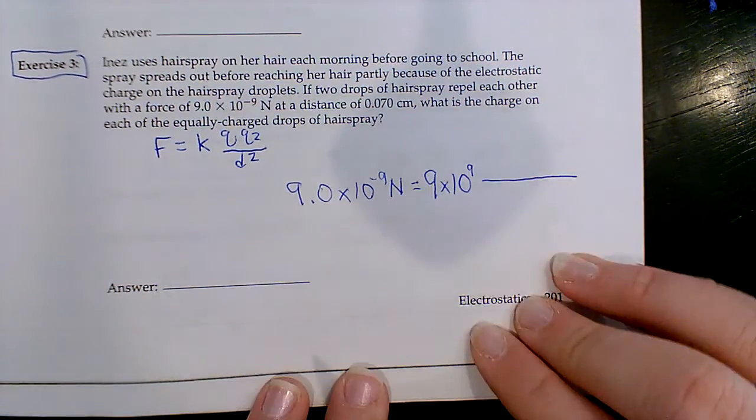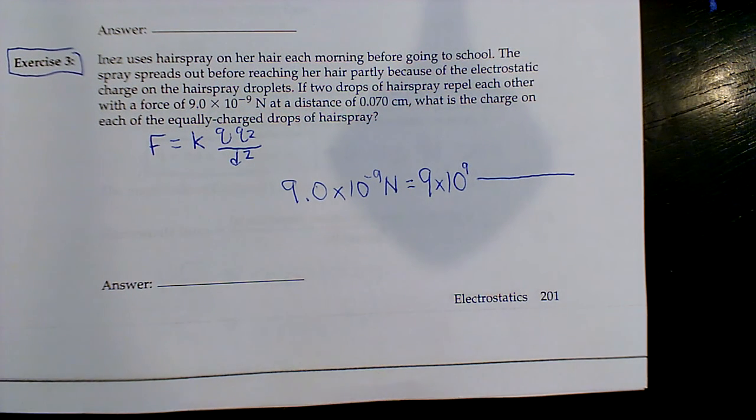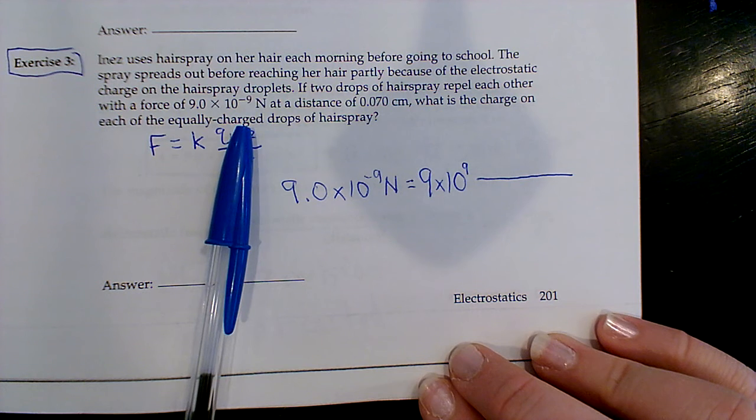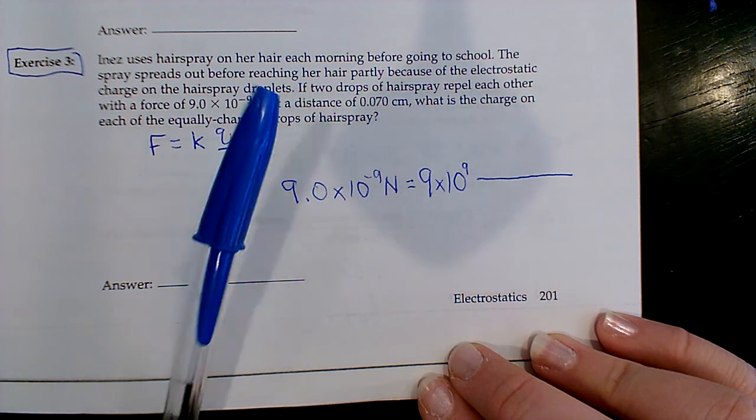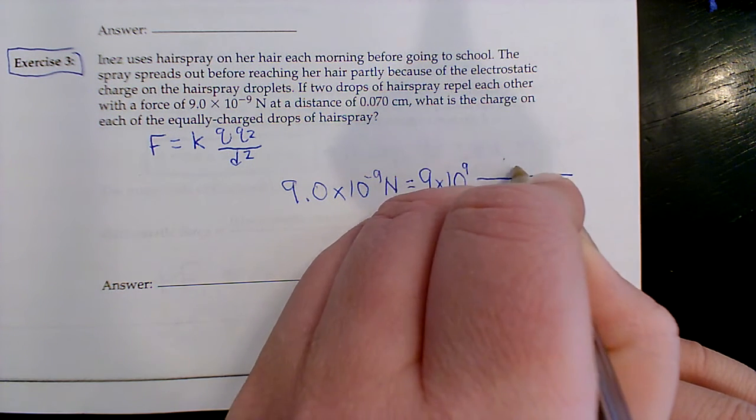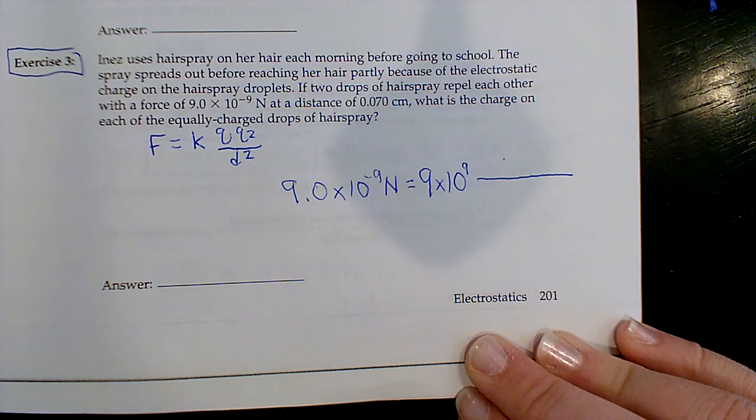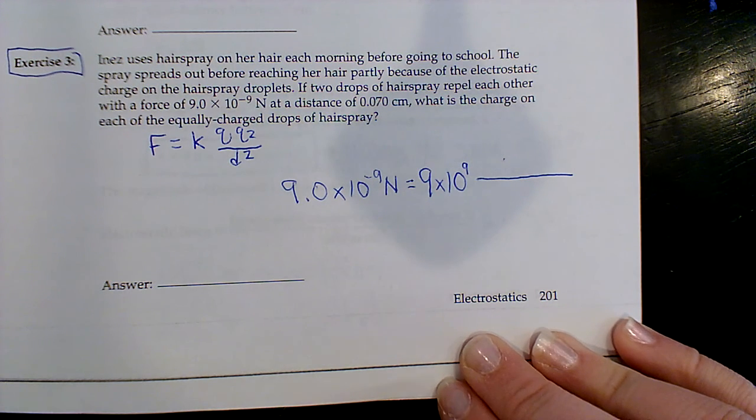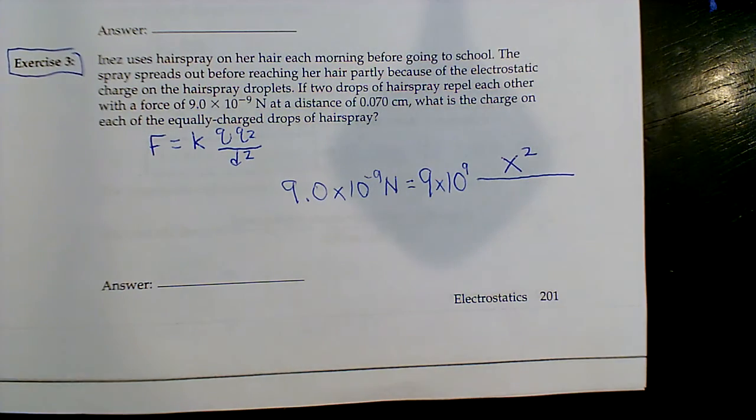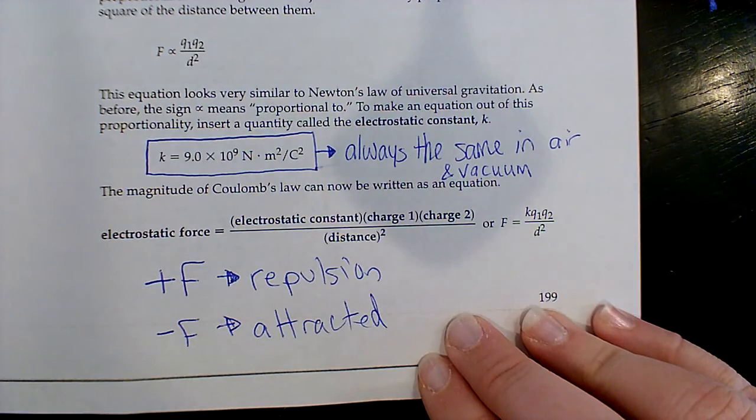Then we're going to put our 2 charges times each other on top. Something to think about on this one: it says they are equally charged, which means they're the exact same size. So I'm just going to plug in that they're each x. I could write x times x, but when you take something times itself, a lot of times instead of saying x times x, we say x squared. And that's going to be a little bit easier when we get down the line here.